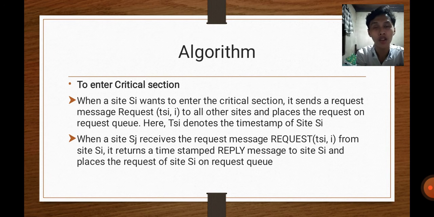So this is the algorithm to enter the critical section. First, when a site Si wants to enter the critical section, it sends a request message to all other sites and places the request on request_queue_i. Here, TSi denotes the timestamp of the site Si. And second, when a site Sj receives the request message from site Si, it returns a timestamped reply message to site Si and places the request of site Si in request_queue_j.